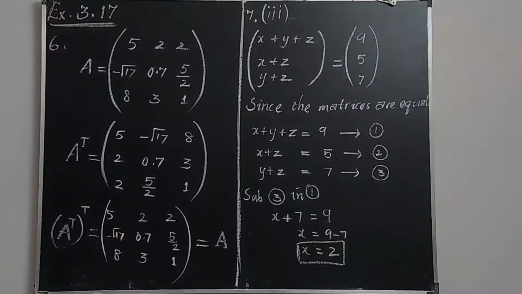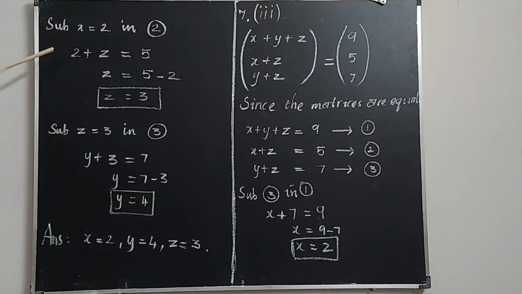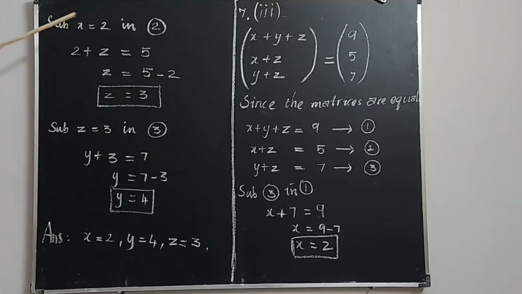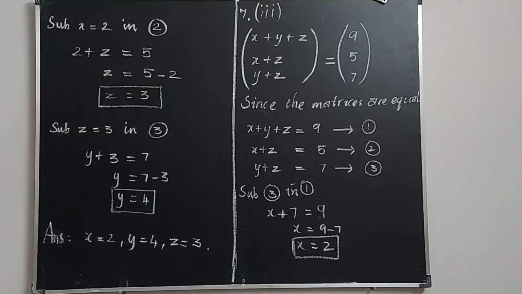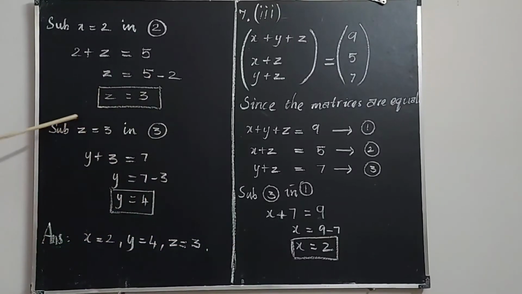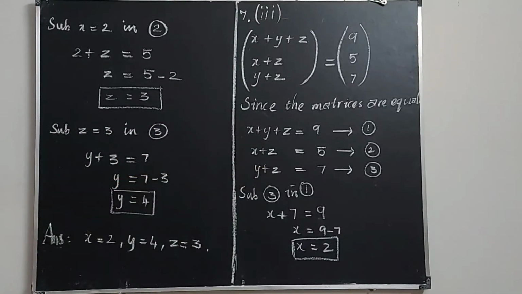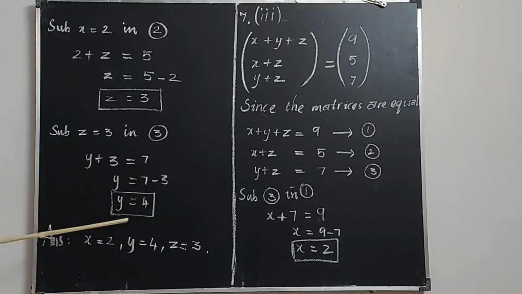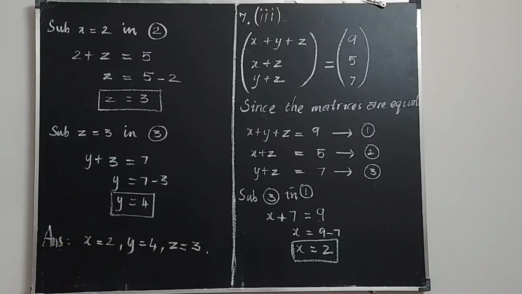Let us find what y and z are. Substitute x is equal to 2 in the second equation. What's the second equation? x plus z is equal to 5. In this, substitute the value x is equal to 2. So 2 plus z is equal to 5, z is equal to 5 minus 2, z is equal to 3. Now we got the values of x and z. To get y, substitute z is equal to 3 in the third equation. What's the third equation? y plus z is equal to 7. So y plus 3 is equal to 7, y is equal to 7 minus 3, y is equal to 4. Now we got the values for x, y and z.